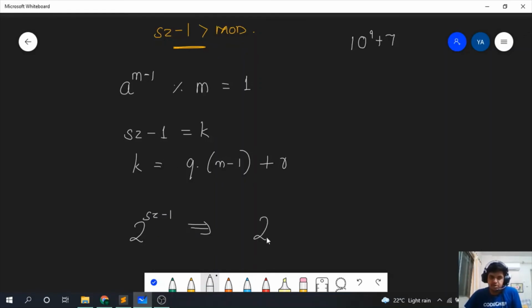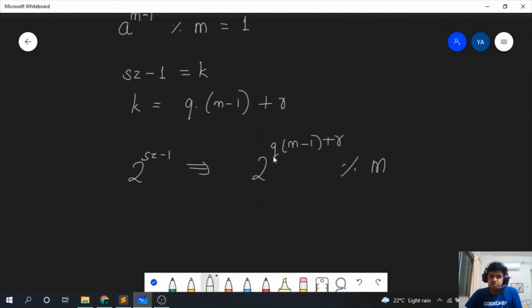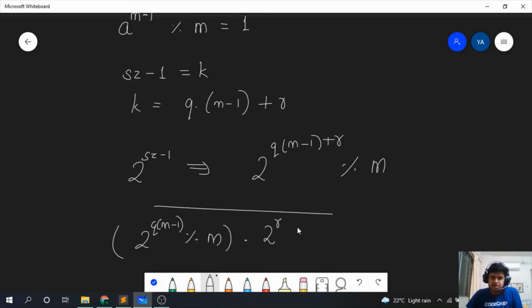So let us put 2 to the power q into m minus 1 plus r mod m. So we were using the power function, so this modulo is necessary. So if we expand this, we will get 2 to the power q into m minus 1 mod m into 2 to the power r in mod m, right?